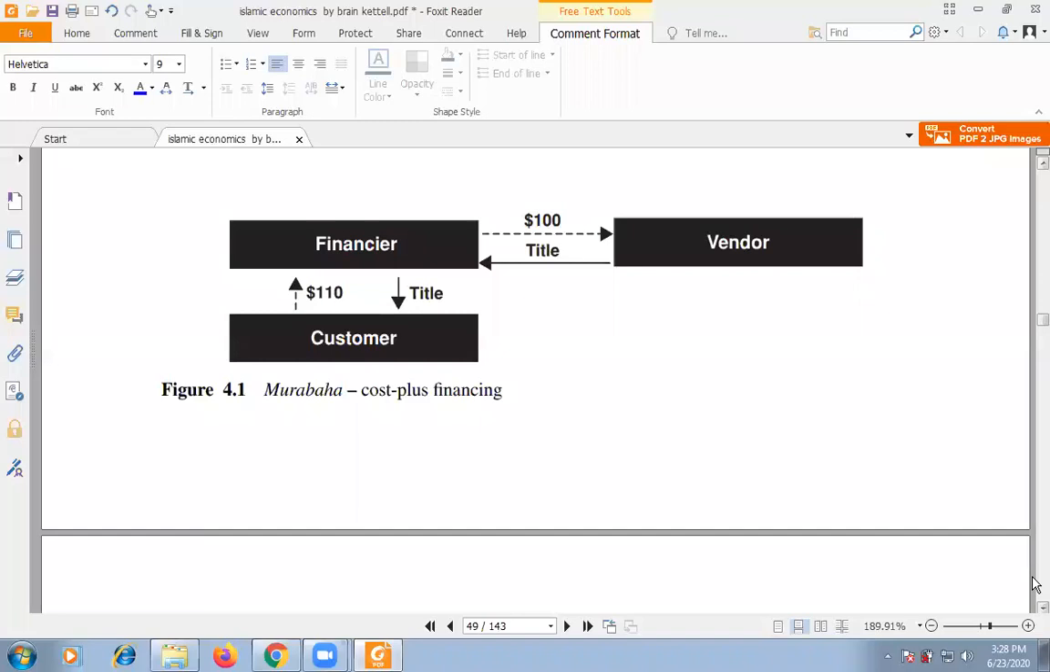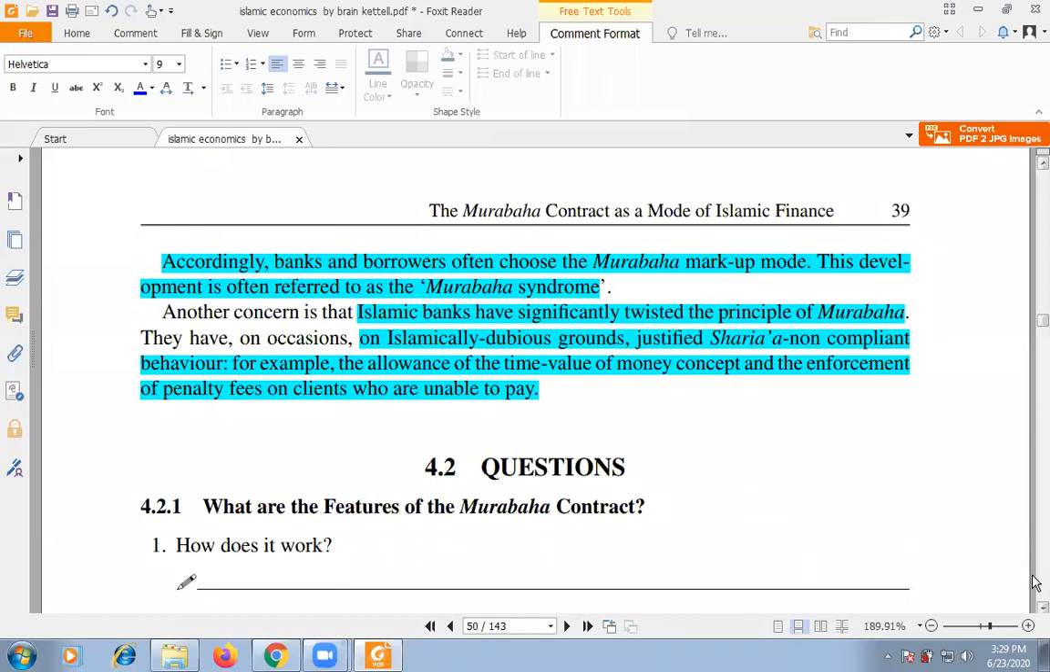So here you can see the financier is the bank. The bank gives $100 to the vendor to manufacture some item, like a washing machine. That item is returned to the financier with title, title meaning name. Then the financier and customer agree upon the price. 100 is the cost of the machine. $10 is the profit of the financier. Then the financier hands over this title to the customer. This transaction is immediate. This title is delivered from the financier to the customer immediately, and the $110 payment is done through installments or can be in cash payments.